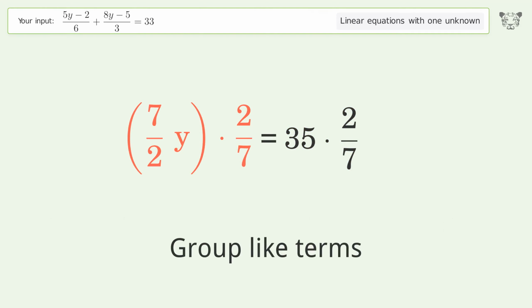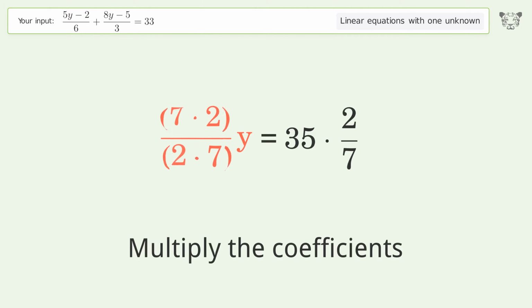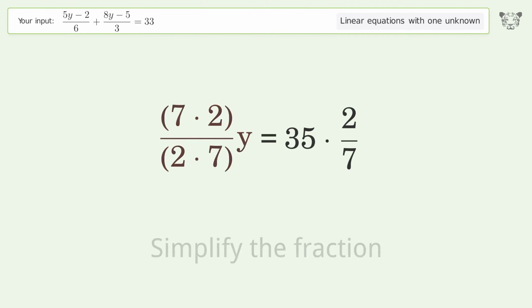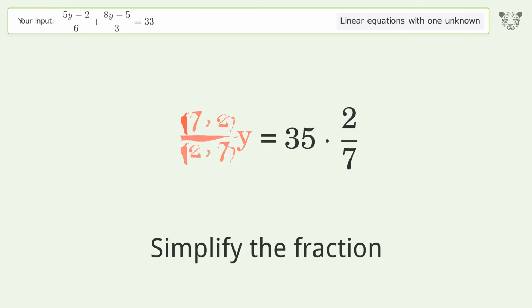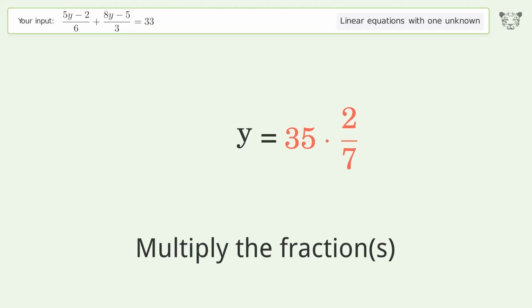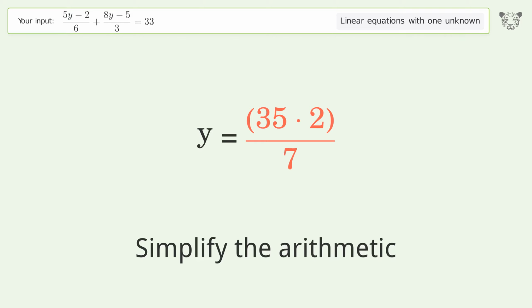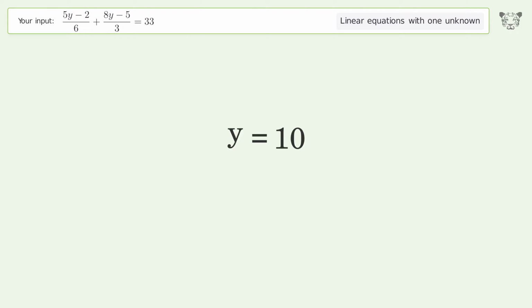Group like terms. Multiply the coefficients. Simplify the fraction. Multiply the fractions. Simplify the arithmetic. And so the final result is y equals 10.